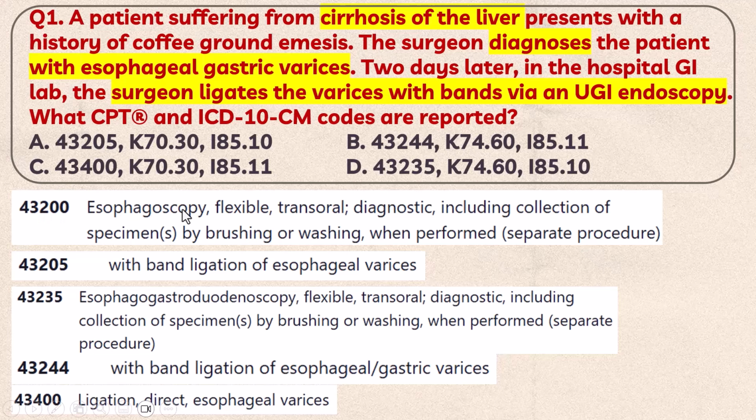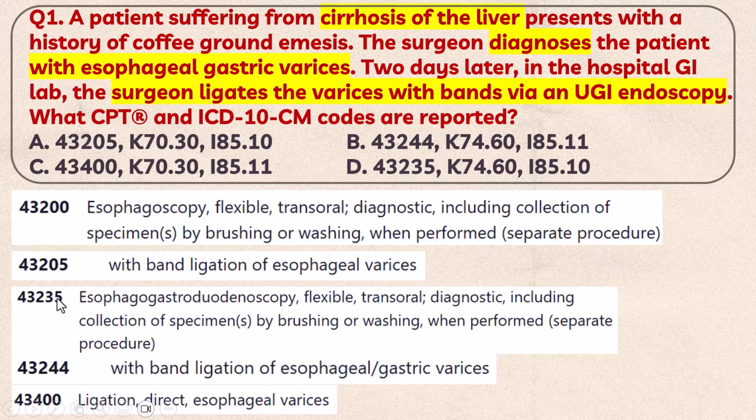43,200 is esophagoscopy, flexible transoral, diagnostic, including collection of specimens. 43,205 is with band ligation of esophageal varices. In our case, you can see the patient has esophageal gastric varices, so they are in the gastric and esophageal region. The surgeon ligates the varices, so both the esophageal and gastric region. But this code says ligation of esophageal varices. When you look at the code 43,240, it is with band ligation of esophageal or gastric varices.